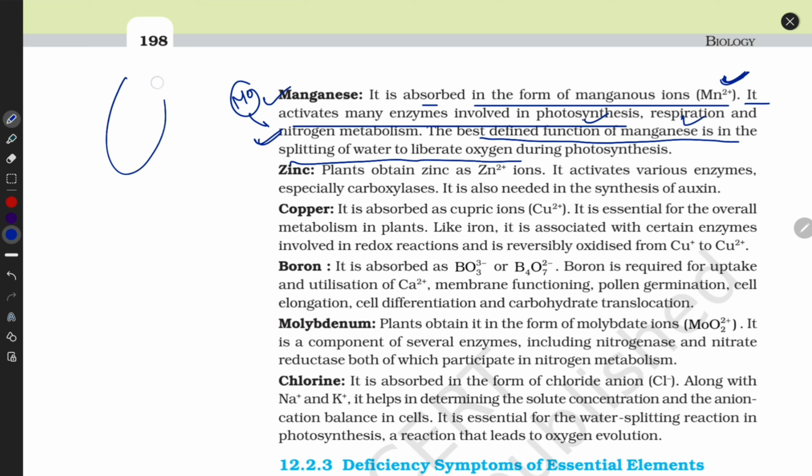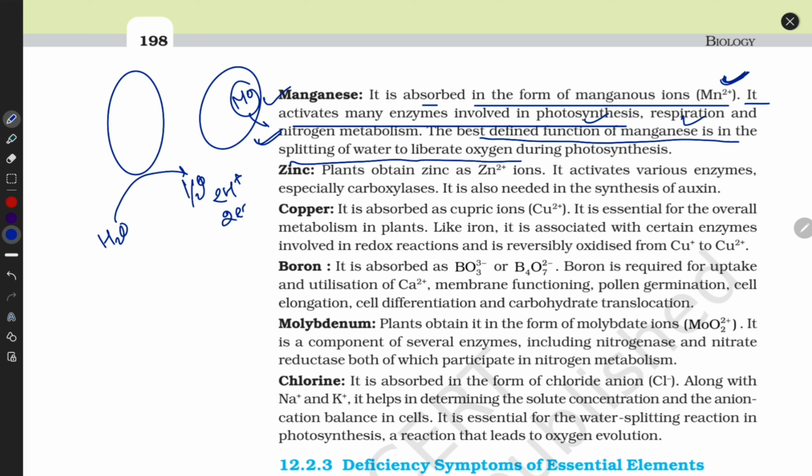We know, guys, when we study photosystem II and photosystem I, there is a breakdown of water into half oxygen, 2 hydrogen ions, and 2 electrons. Yes, this is because of manganese. Zinc is also important. The plant obtains zinc in ionic form. It activates various enzymes, especially carboxylase, and is also needed for synthesis of auxin, which is a plant hormone.